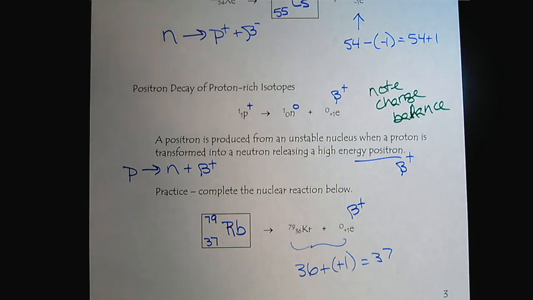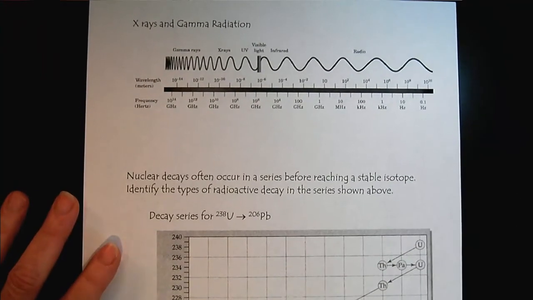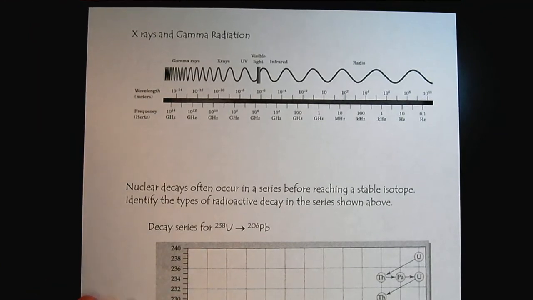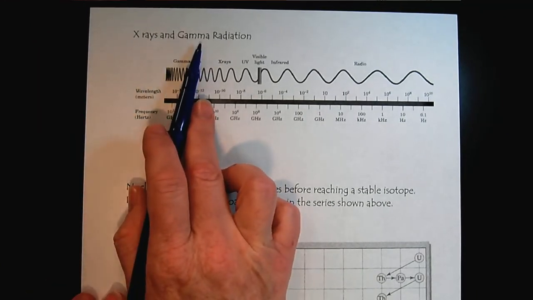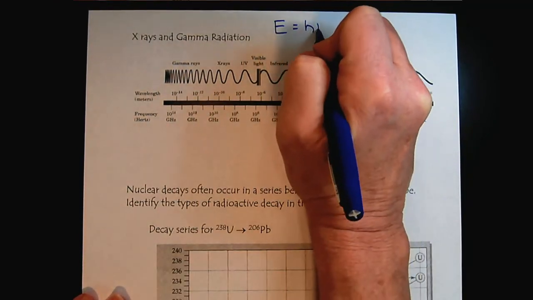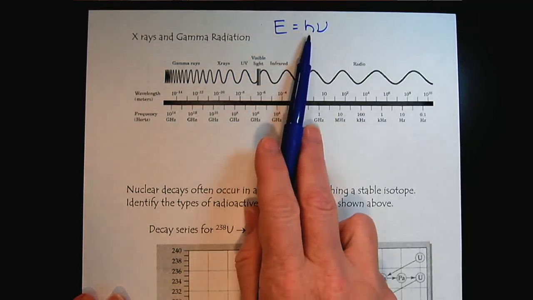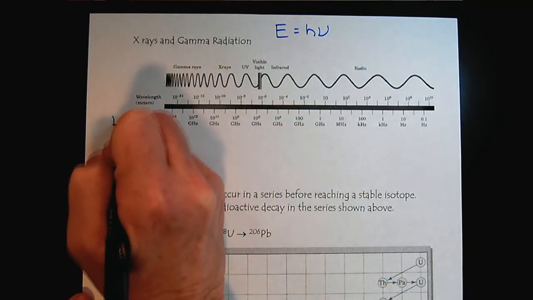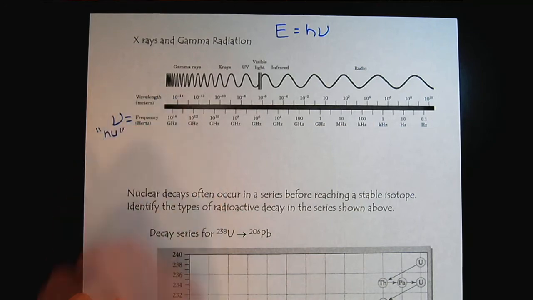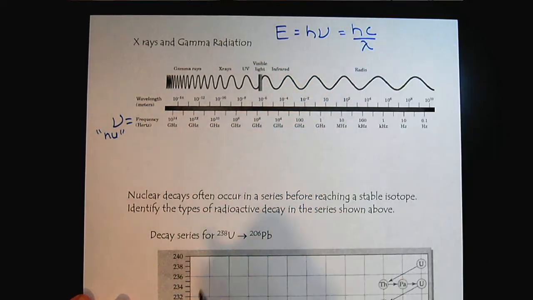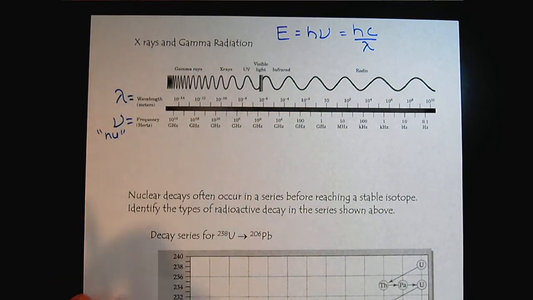Now we'll look at gamma rays. We'll look at the electromagnetic radiation, or light, a little more closely to fill out our understanding there. All right, so X-rays and gamma radiation are high energy light. The energy of light is equal to h nu. So h is Planck's constant, we're not going to worry about that. The nu here is frequency, that's the Greek letter nu. And we can also write it as hc over lambda, where lambda is the wavelength.